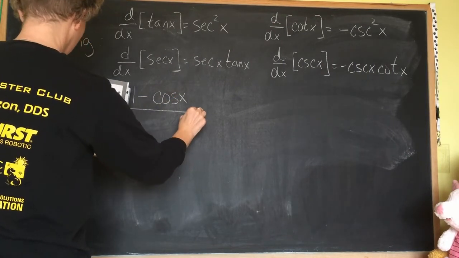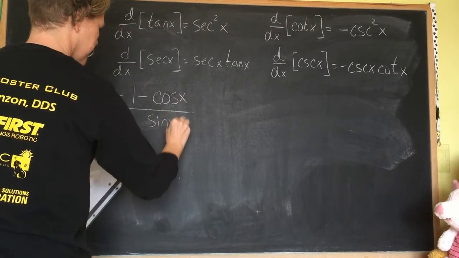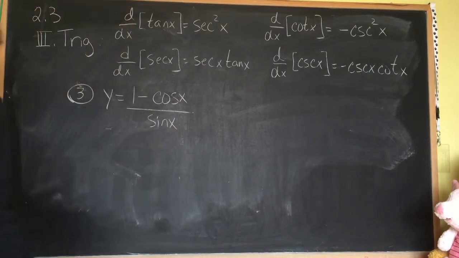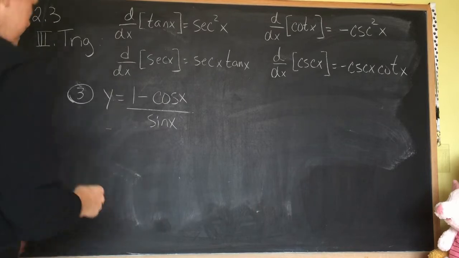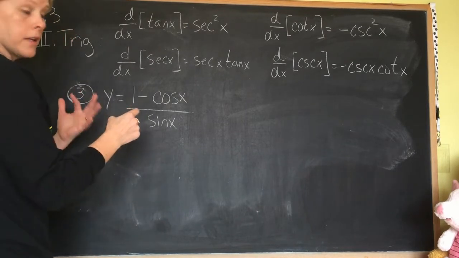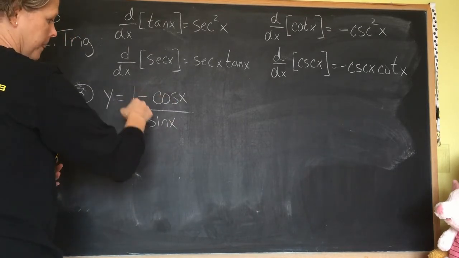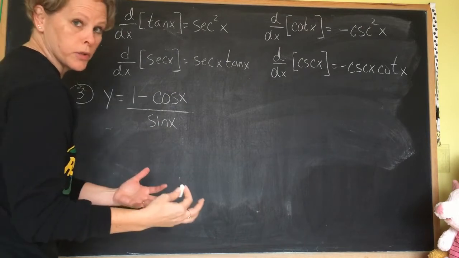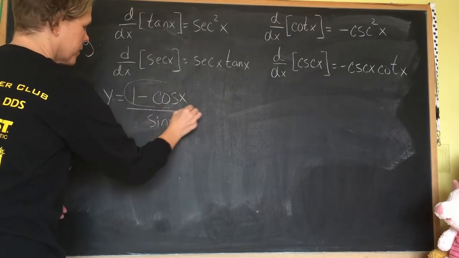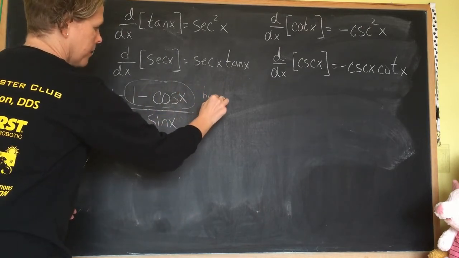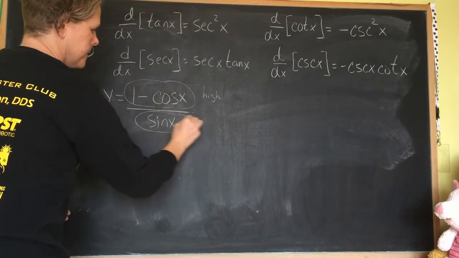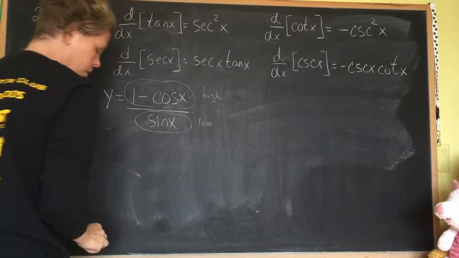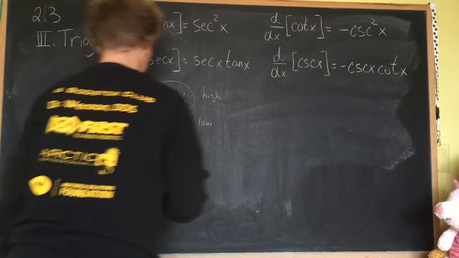Y equals 1 minus cosine x over sine of x. All right, so when I look at this, I have the quotient, I have the top, and I have the bottom, and both of them have an x in it. So x here and an x in bottom, so it means I'm eligible to do quotient rule. So from part 2, that's the high part. That's the low part.